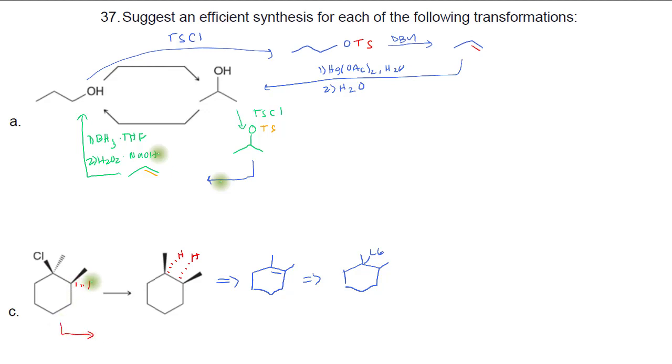We've got an anti-coplanar hydrogen. We just got to use a base, DBU or DBN. That will do the elimination. And then we just use H2 palladium.